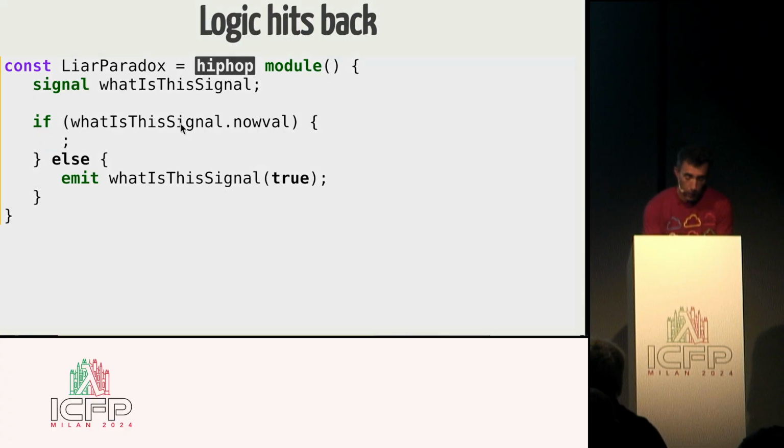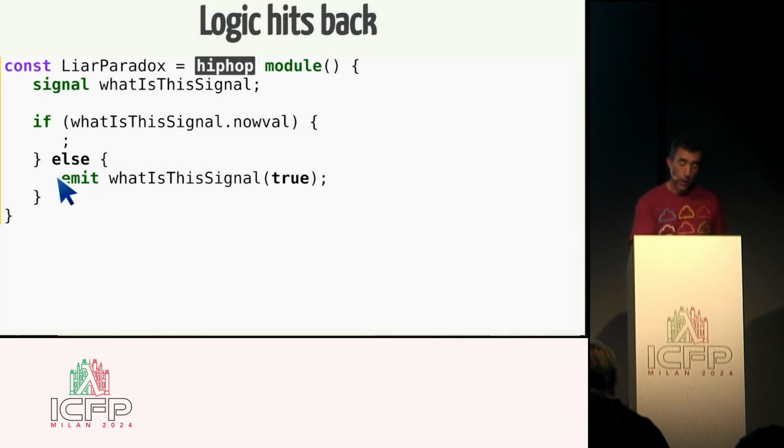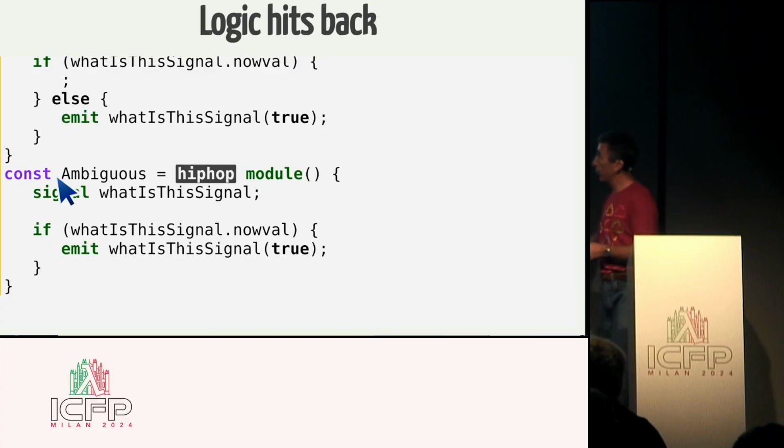If I add a yield expression here, that would be fine. But if I don't, this program has to be rejected because it is not deterministic. You cannot resolve it with the semantics. And you have a variation of that program, which is the second one. If this signal is present, emit it. This is also an incorrect program because you have two possible interpretations. Either you emit the signal or you don't.